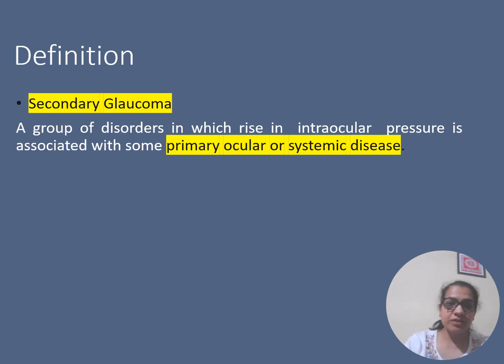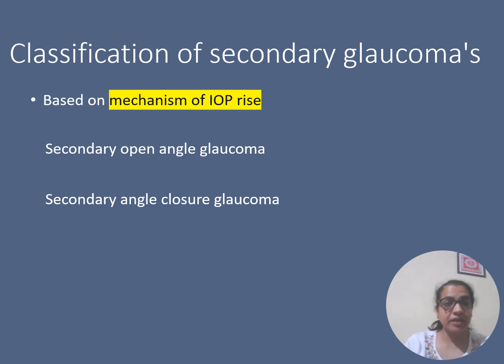It's a group of disorders in which the rise of intraocular pressure is associated with some primary ocular or systemic disease. So it can be classified based on mechanism of intraocular pressure rise. It can either be secondary open angle glaucoma or it can be secondary angle closure glaucoma.